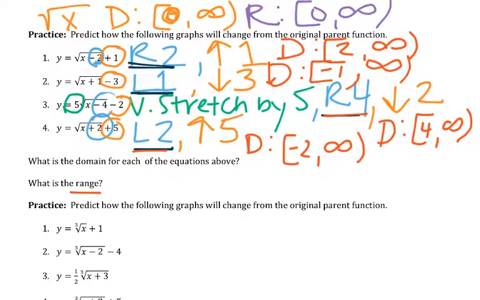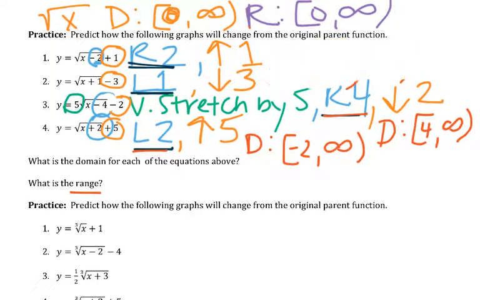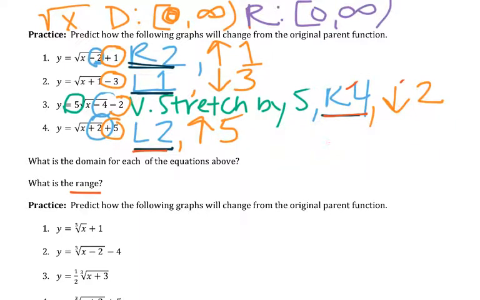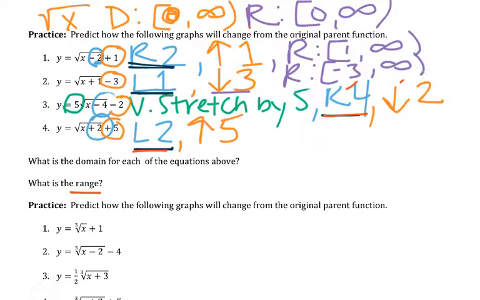Let me erase our domains here really quickly, so we have a little more room to work. At this point, you should pause the video and try to figure out the domain and range for yourself. Then come back and check whether you found the range correctly. All right, number 1, we moved up 1, so our range has to move up 1. Our new range is 1 to infinity. In number 2, we moved down 3, so our new range is negative 3 to infinity.